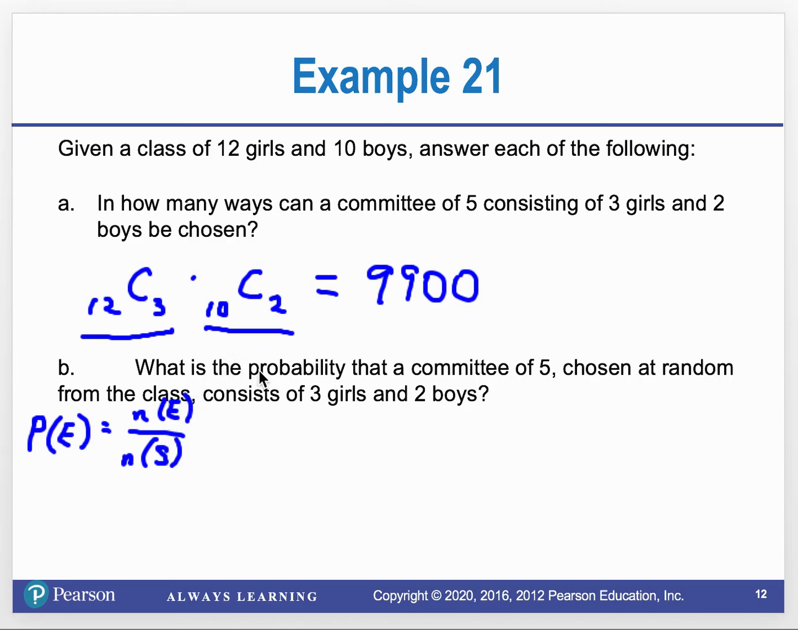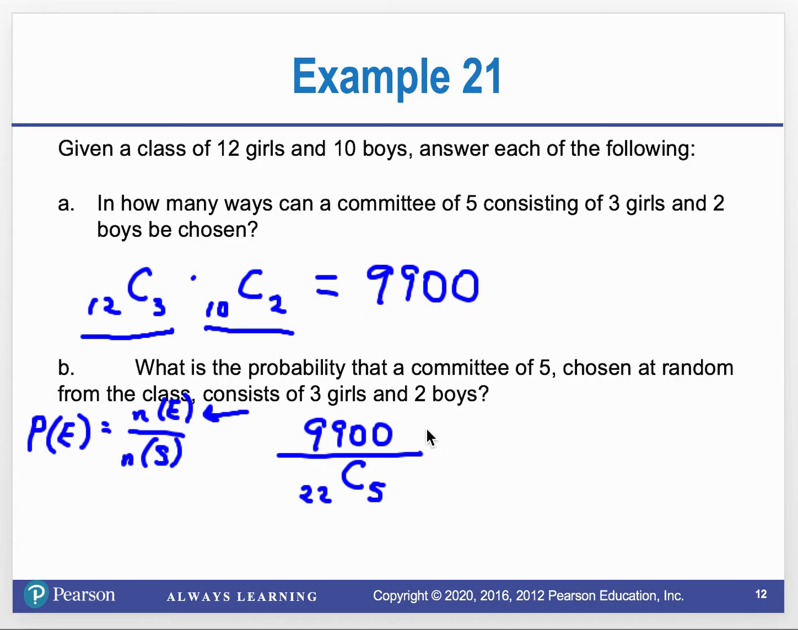So what's the probability that a committee of 5, chosen at random from the class, consists of 3 girls and 2 boys? Oh, well, I already found out this number in the previous problem, right? So I know that's 9,900 because I did it in a previous problem. And now I just need to know, oh, how many ways can you choose 5 people, period, without any restrictions out of 22? Right? So that's how I find my bottom number, the total possibilities of getting 5 people out of this group of 22.